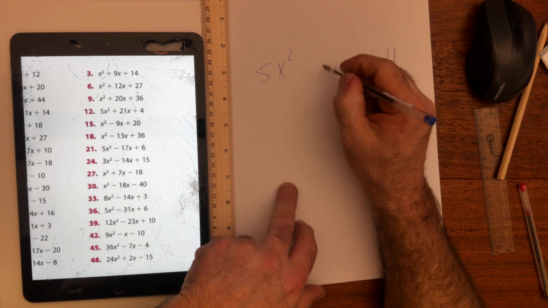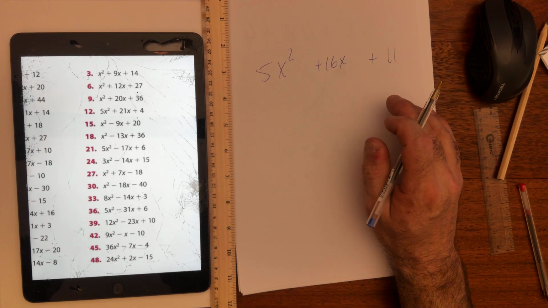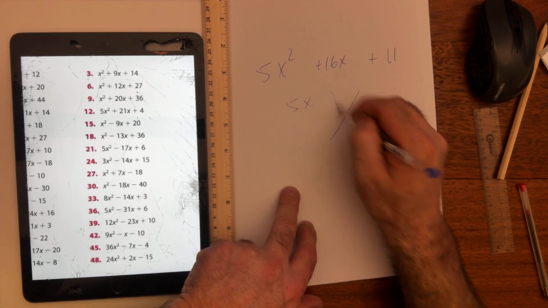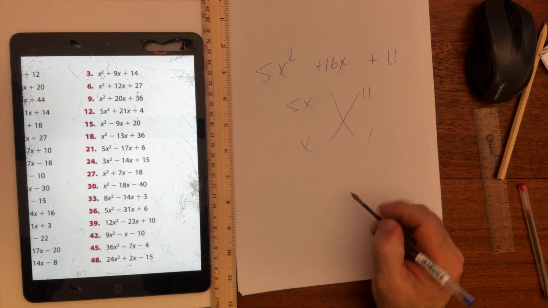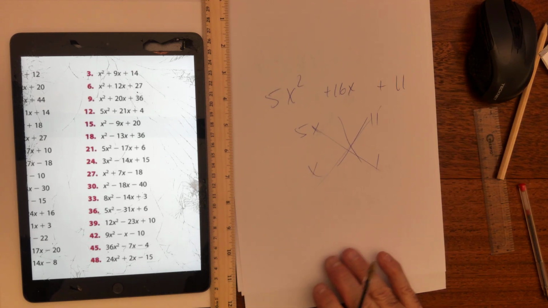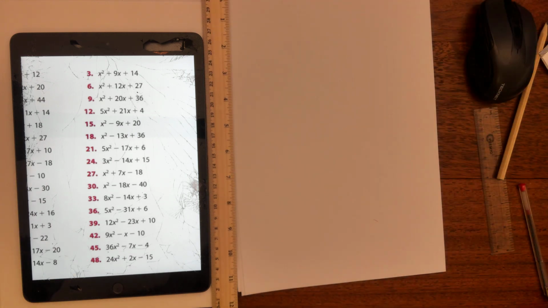And 5 and 11 is 16x. So if you were doing this, you would know the 5x and the 11 stay on the top, and the x and the 1 go on the bottom, because 5 and 11 is 16. Okay? So as we get on to different questions further on, we'll do them like this.